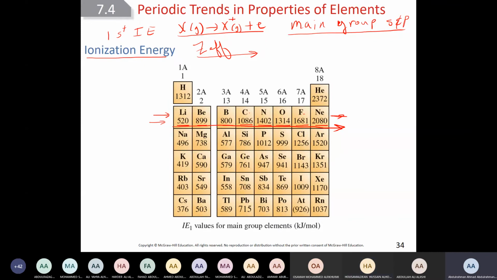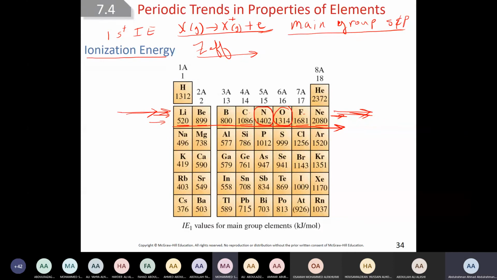So generally the ionization energy increases from left to right. The reason is Z effective. As Z effective increases, taking an electron is more difficult and you need more energy. Do you see any exceptions? Oxygen and nitrogen. Very good. What else?